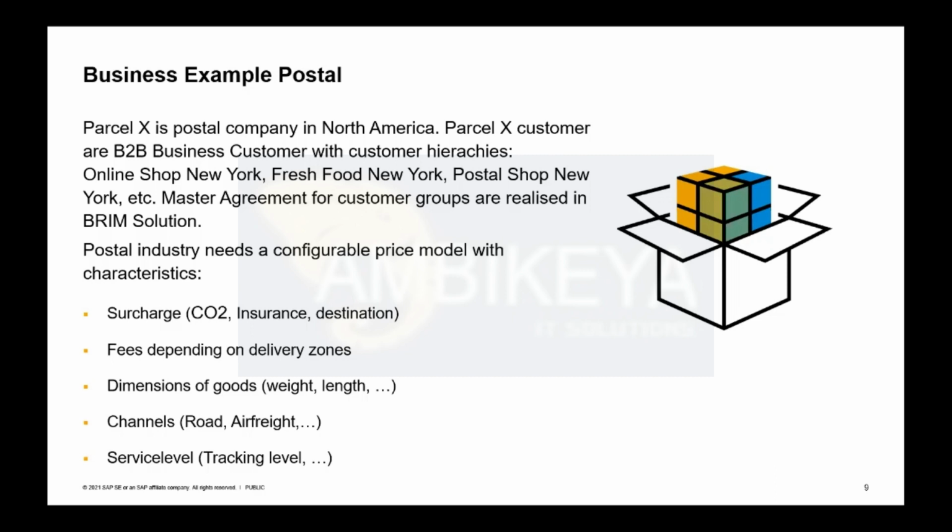So our first example is Parcel X, a postal company in North America. Parcel X customers are B2B customers with complex customer hierarchies. For example, an online shop in New York, or fresh food New York, or a postal shop, and so on. That means we also have master agreements for different customer groups that are realized in BRIM. So we have to handle different discount structures here.